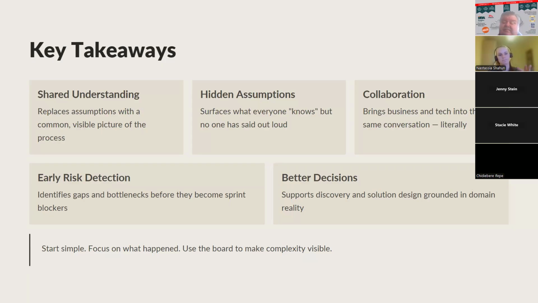It also helps us surface hidden assumptions and risks early. And with creating this common language across business and technical roles, it's easy to have good collaboration later on, because now people work through the same visible model, which is available to everyone, and it's kind of a single source of truth for all people involved in the project.